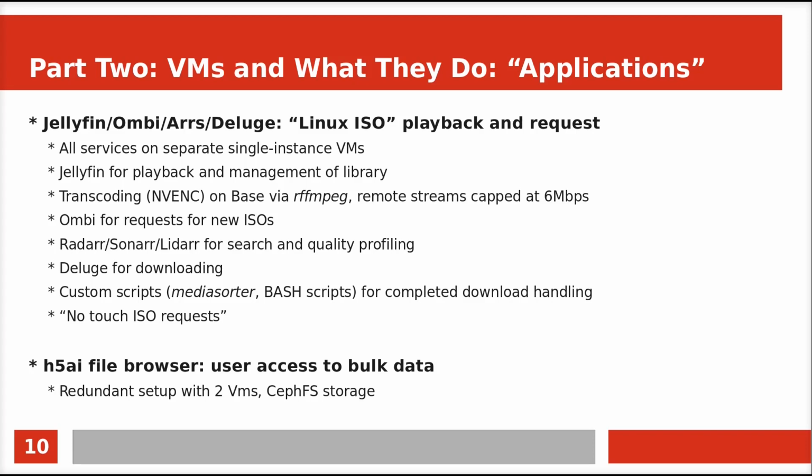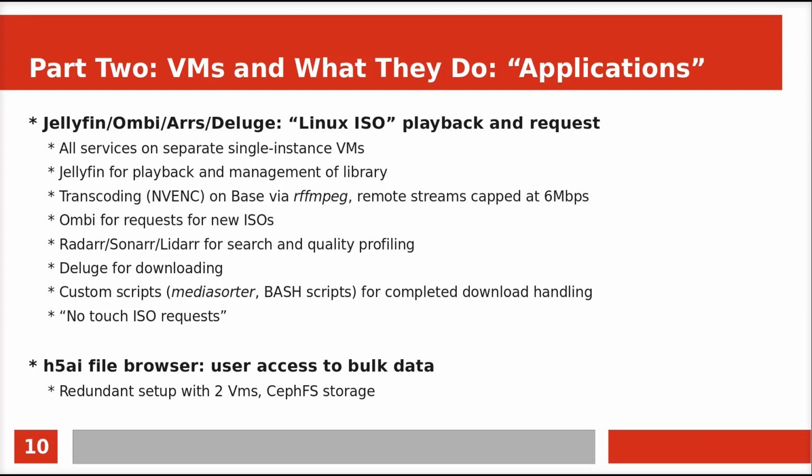Next up, we have the Rs. So I'm using the 3 radar, sonar, and LiDAR in particular. Those do the search and quality profiling for me. And then they pass the downloads on to the next thing, which is Deluge. So that actually does the downloading. It's BitTorrent.